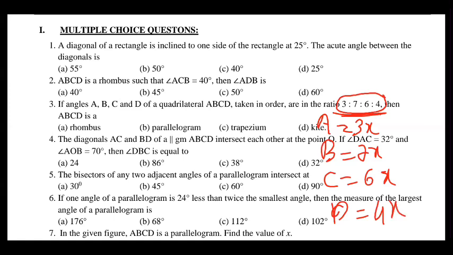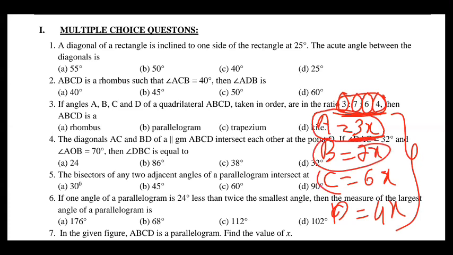Why did we write it like this, beta? Because the ratios are given. Only the ratios are given. Correct? सिर्फ ratios दिए गए हैं, तो x इसके साथ जब मिलाएंगे तो we find angle A, angle B, angle C, angle D. Okay?